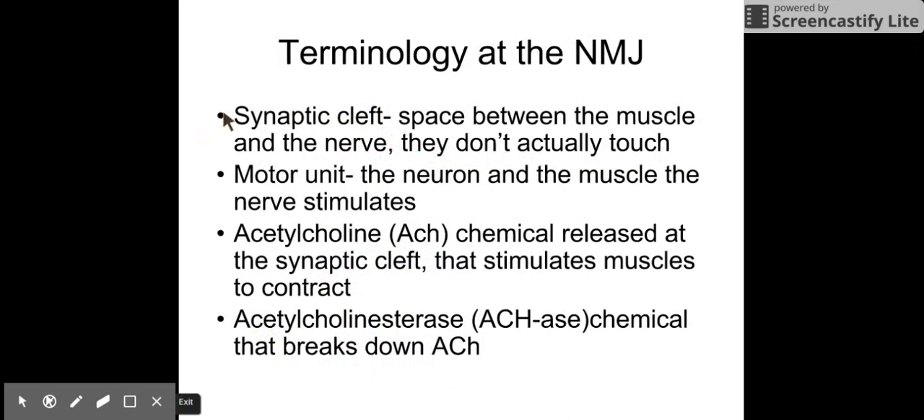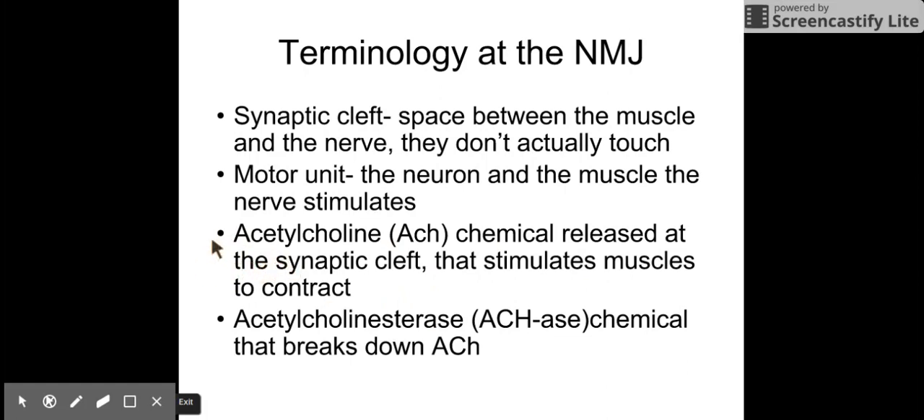So remember the synaptic cleft. You should remember that from our nervous system unit. That is the space between either a muscle and a nerve or a nerve and a nerve. Remember, they don't actually touch. Then you have the motor unit, which is that muscle that the nerve stimulates. Then you have the acetylcholine.